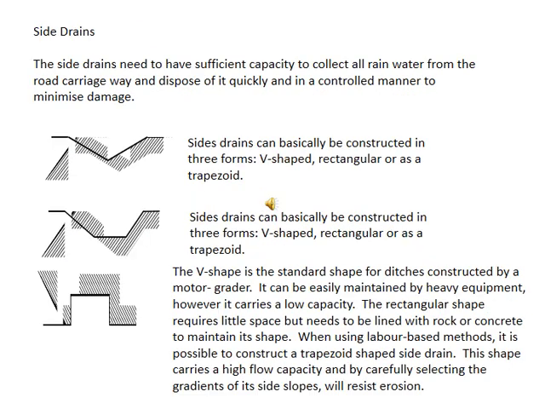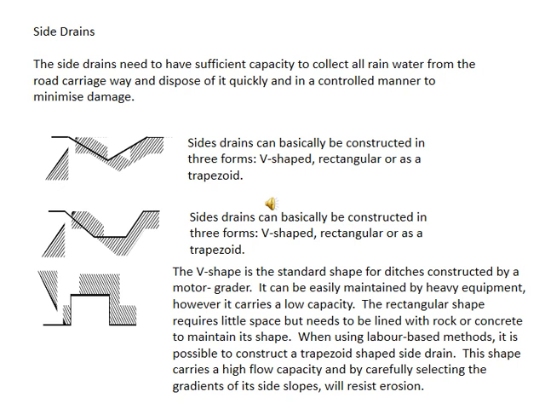The side drain needs to have sufficient capacity to collect the ordinary water from the road carriageway and dispose of it quickly in a controlled manner to minimize damage. So the water coming off the road is collected in the side drain and taken away.